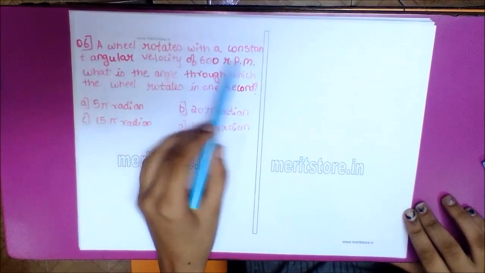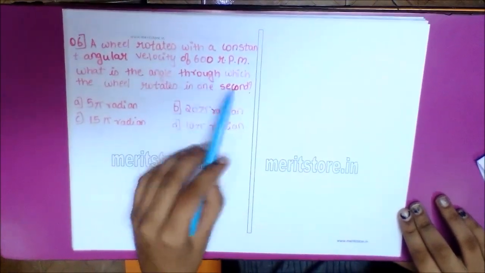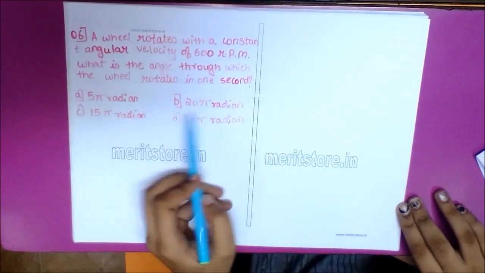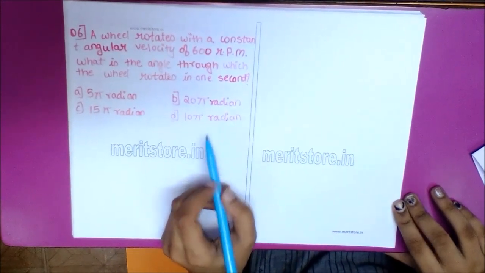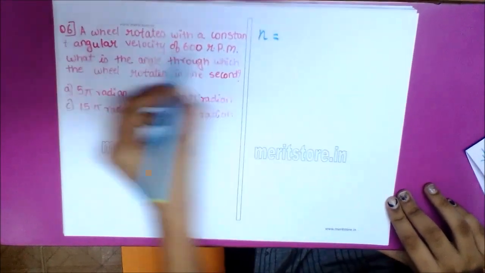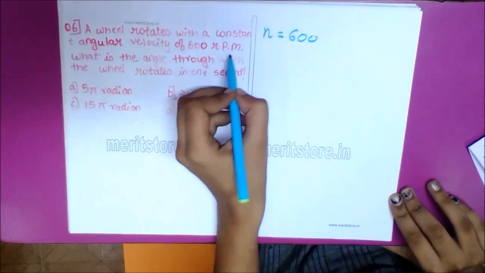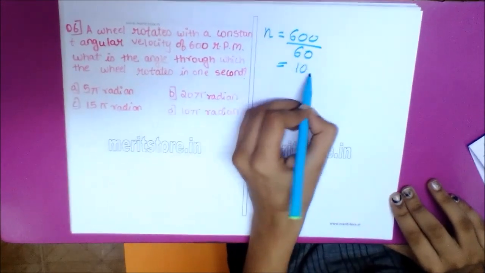A wheel rotates with a constant angular velocity of 600 rpm. What is the angle through which the wheel rotates in 1 second? A) 5 pi radian, B) 20 pi radian, C) 15 pi radian, D) 10 pi radian. Over here we have 600 rpm. We have to convert minutes into seconds, so it will be 600 by 60. So this will be 10 rps.